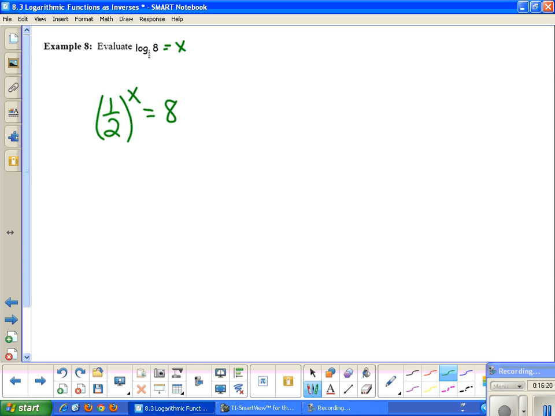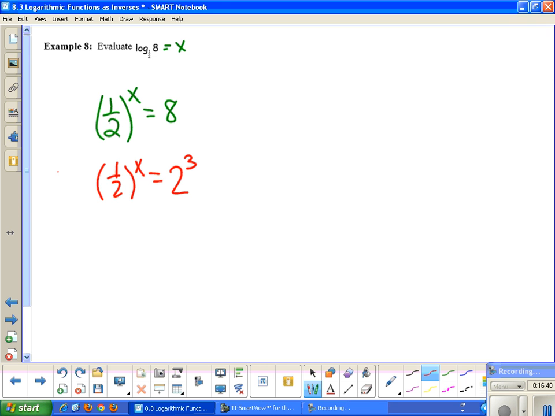So I want to see if I can get a same base. And 2 is the lowest number I can have. So I want to think to myself, well, how can I get 2 to what power would give me 8 so I can get a same base? Well, I know 2 to the 3rd power. So if I have 1/2 to the x, I know that's the same thing as 8, which is equal to 2 to the 3rd power.